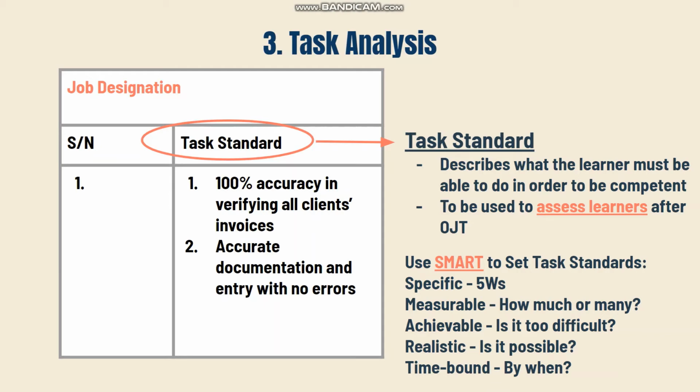Specific refers to the 5 W's: what must they do, who is doing the task, where will they do it, why is this important, and when will they do it. For measurable, how much or many do they have to do? For achievable, is it too difficult for them? For realistic, is it even possible to do it? And lastly, for time-bound, by when should they complete it?